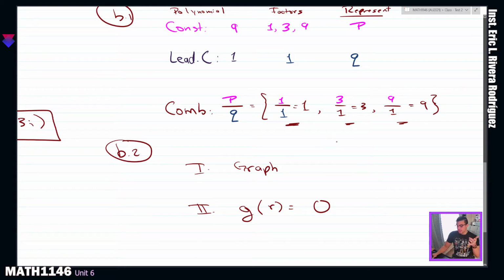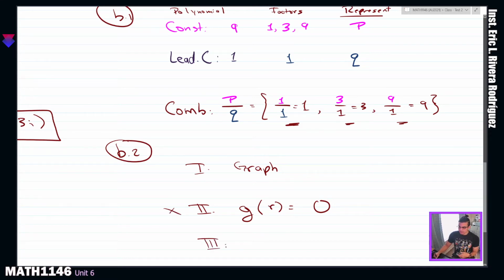So now you can start imagining, well, here we have just 3 possible zeros. What happens if we have 8, 16 possible rational zeros? You don't want to waste all that time at a test. So you're not going to use that one.